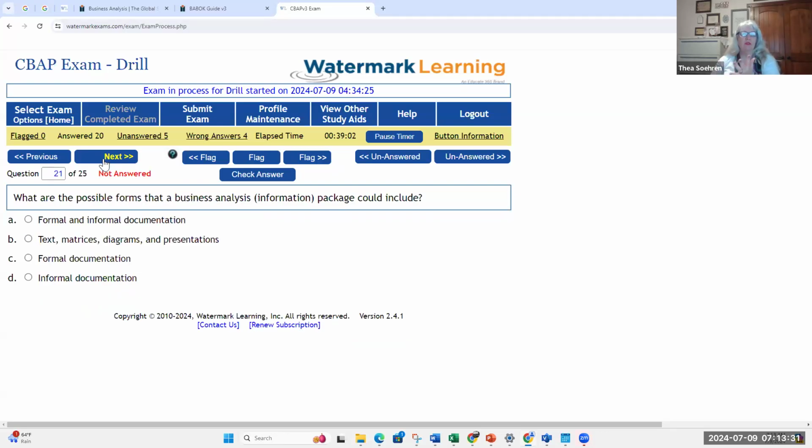Which of the possible forms could business analysis information packages include? Formal and informal documentation, text, matrices, diagrams, and presentations, formal documentation, or informal documentation? We have an A, couple of A's. This was in the previous question. JC says B. Okay. JC, why do you think it's B instead of A? You might be right. Tell us.